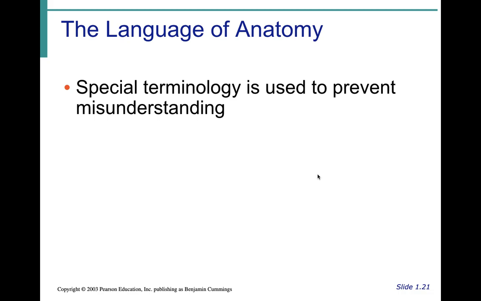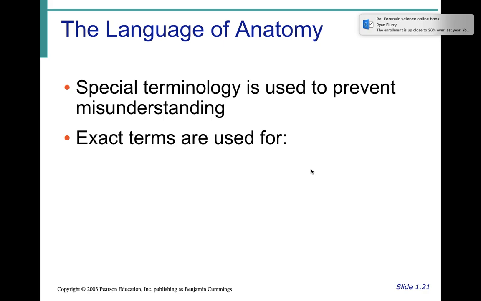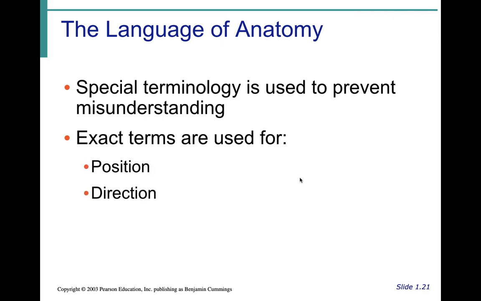So if I'm seeing a doctor in Kansas City or if I'm seeing somebody in Japan, the terms that they're using to locate and find things in the body and landmarks on the body are all going to be the same. So exact terms are used for the position, direction, regions, structures.